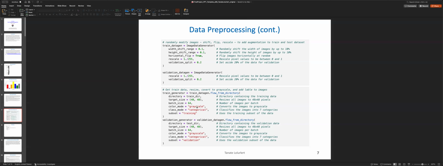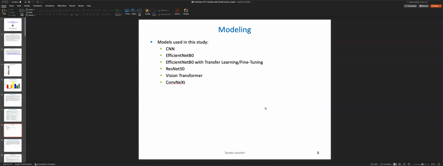And then in the flow from directory, I convert to grayscale. So for modeling, there are five models in this study: CNN, EfficientNet B0, EfficientNet B0 with transfer learning and fine-tuning, ResNet50, Vision Transformer, and ConvNeXt.